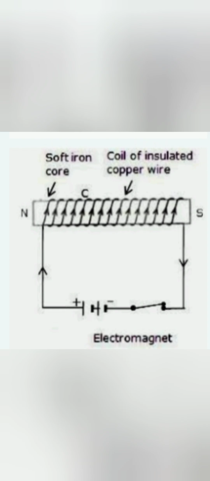An electromagnet is a temporary magnet. When the current is stopped, it stops behaving like a magnet. The strength of an electromagnet depends on the amount of current passing through it, the number of turns in the coil, and the nature of the material of the core. The core of an electromagnet is generally made of soft iron because soft iron does not retain magnetism once the current is switched off.